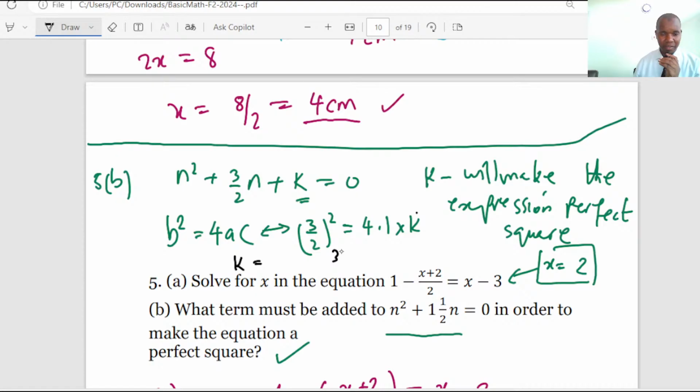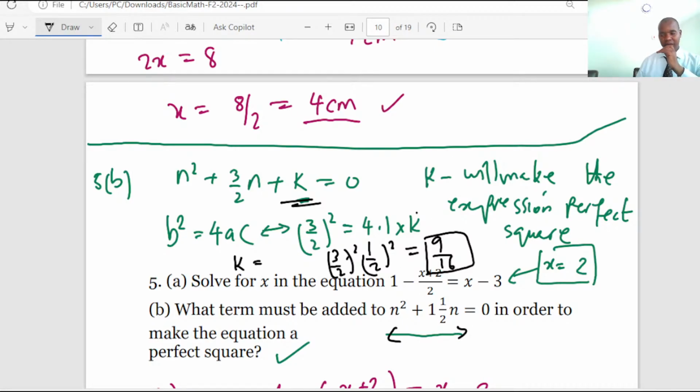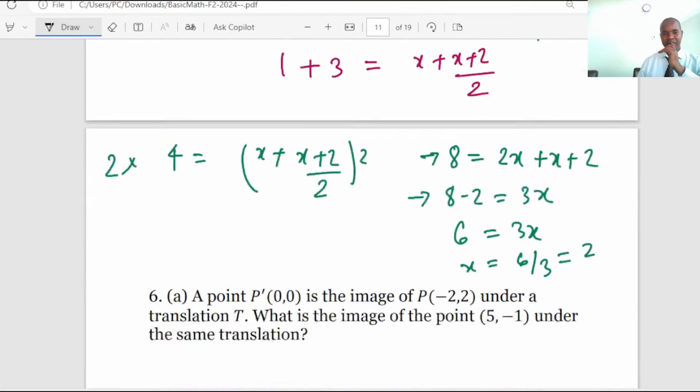3 over 2 square divided by 1 over 2 square, because this is 1 over 4. And so k will be actually 9 over 16. So the number to be added is going to be 9 over 16. This is the number which, when added, will make the expression a perfect square, dear students. And again, the marks awarded to this question is 5 marks.